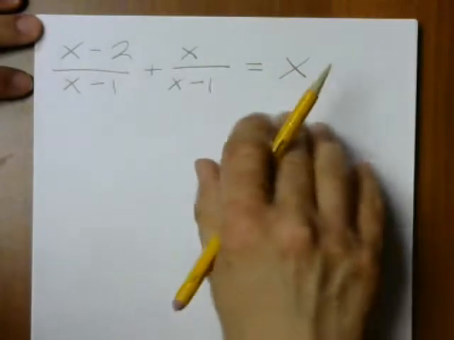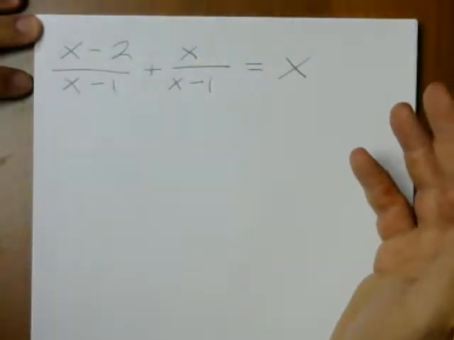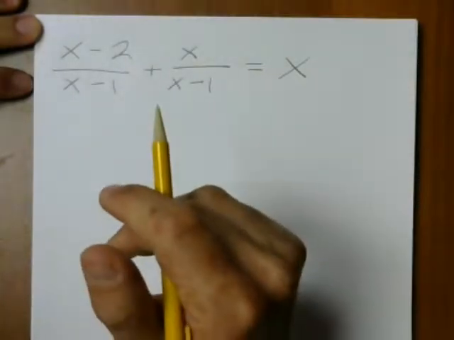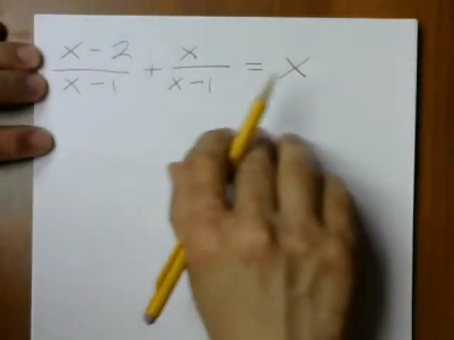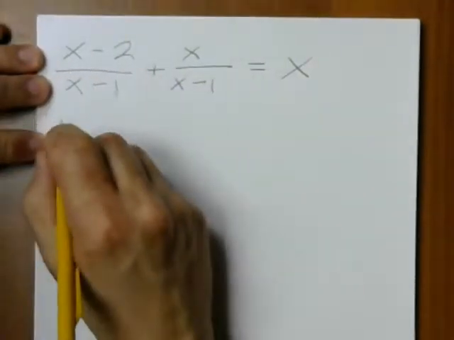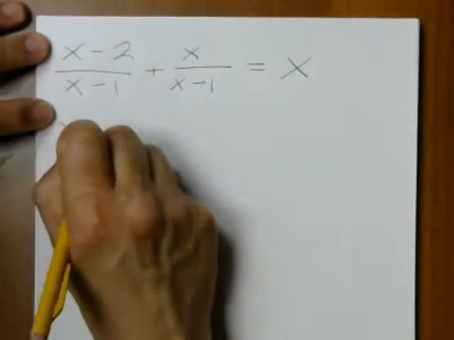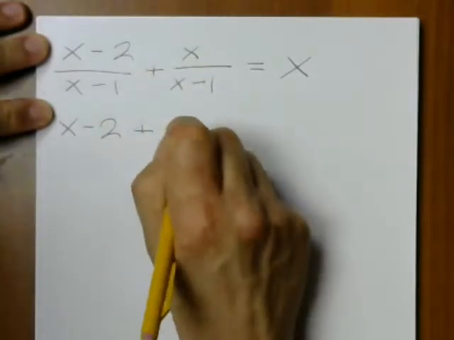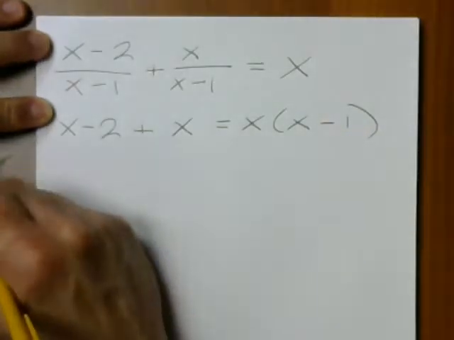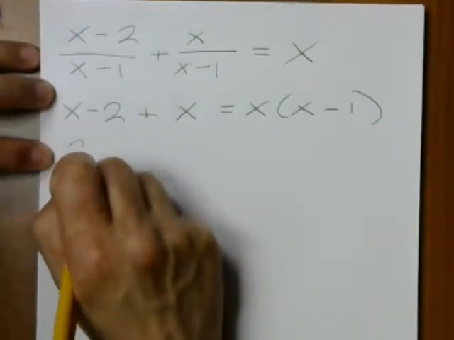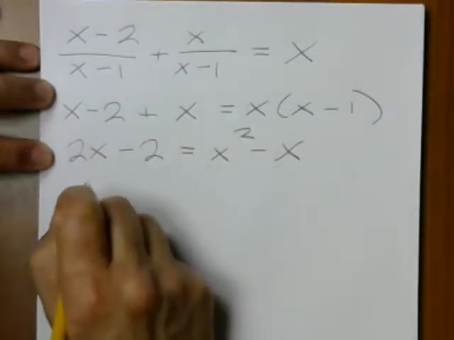Well, if you think about this, in one step, we could get rid of all of the fractions if we multiply both sides by what? x minus 1, whatever x minus 1 is. Okay, so if I multiply both sides by x minus 1, what do I get? Well, here, I'll just be left with x minus 2. And here I'll be left with x. And here I have x times x minus 1. So, I have 2x minus 2 equals x squared minus x.